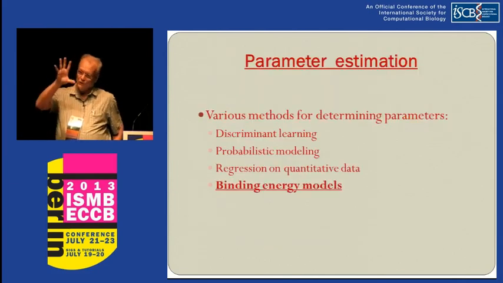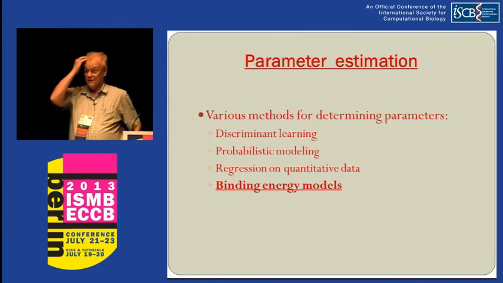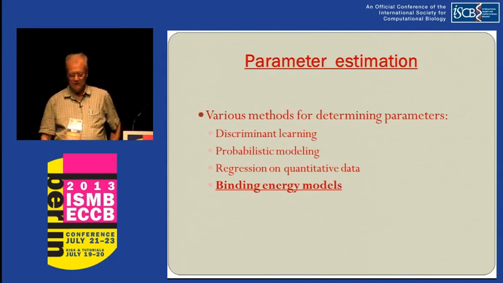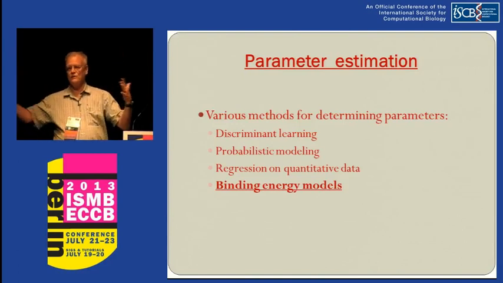Okay, so then the real question is, where do the numbers come from? How are the parameters estimated? And over time, there have been a variety of methods that have been published to do this. The one I talked about that we first did was a discriminant learning method, where we had a collection of ribosome binding sites, and we had a collection of AUGs that weren't ribosome binding sites, and we simply found a weight matrix that would distinguish the two sets.